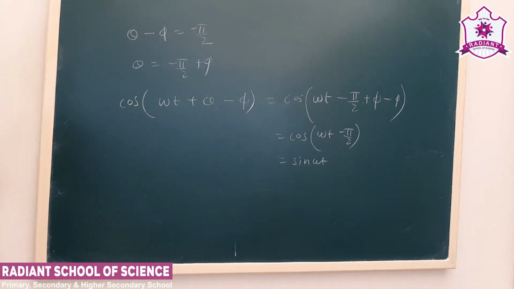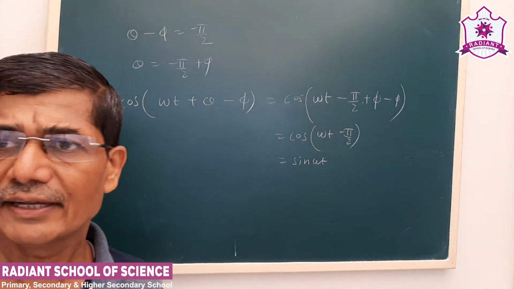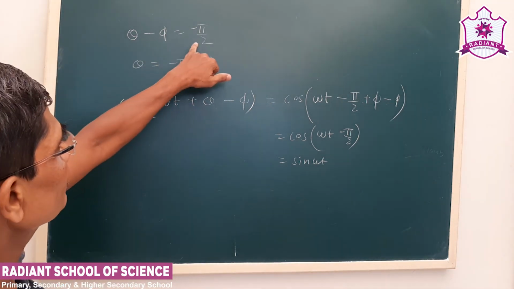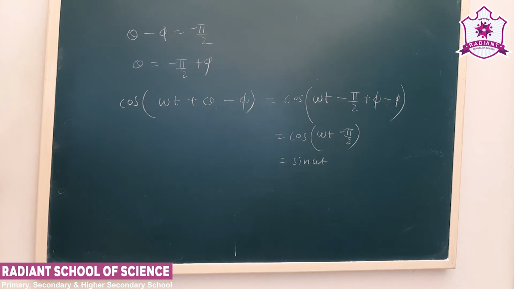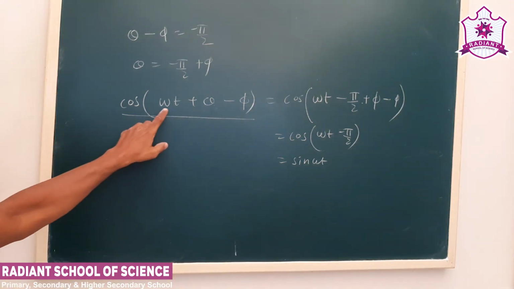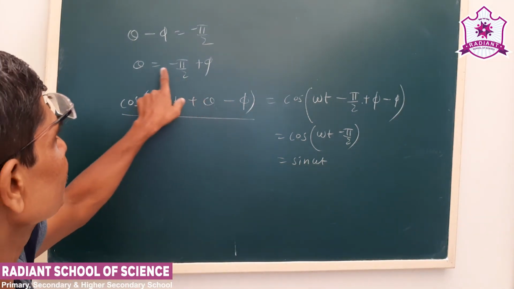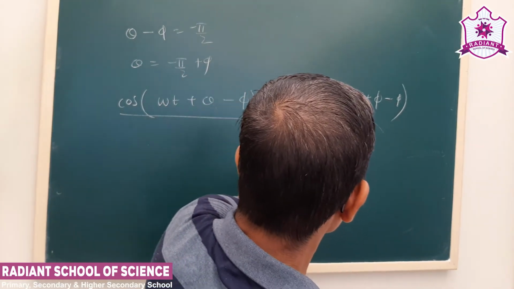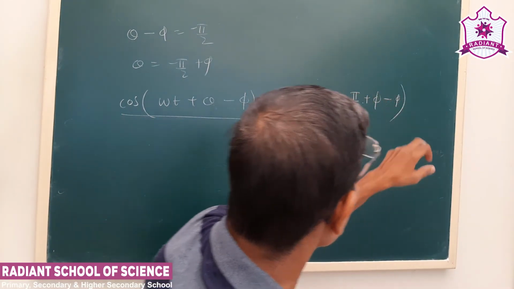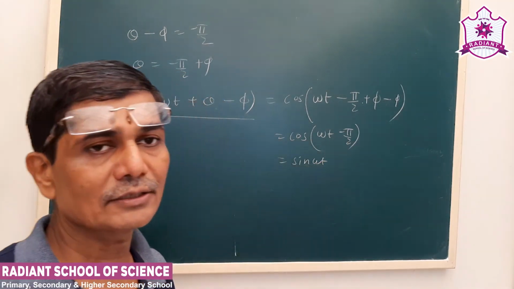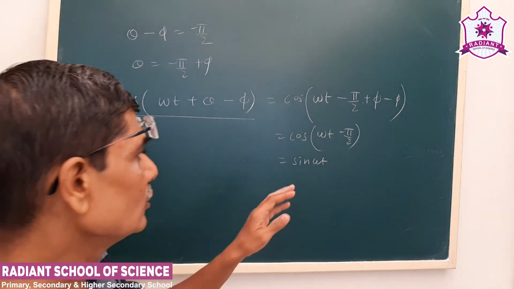Now we have obtained the relation. Now we assume that theta minus phi is, let us say, minus pi by 2. So what is the value of theta? Minus pi by 2 plus phi. See our equation is qm cos(omega t plus theta minus phi). If I substitute the value of theta here, it will be omega t minus pi by 2 plus phi minus phi, which cancels. So cos(omega t minus pi by 2), and cos of pi by 2 minus theta is sin theta.